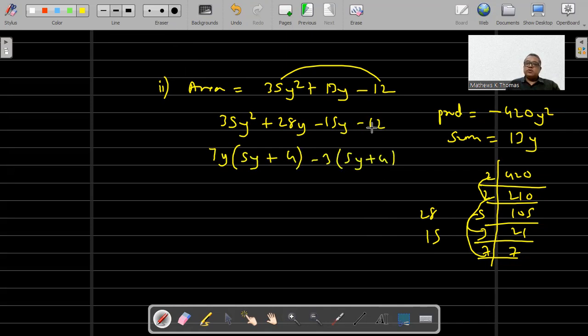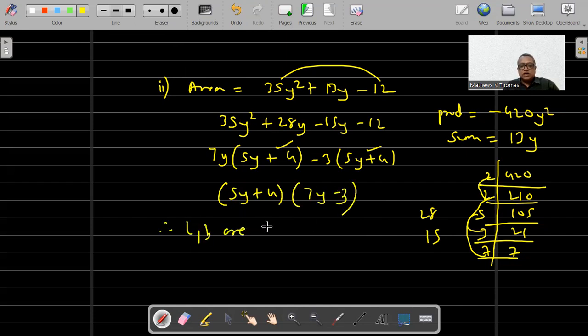When you open the bracket, you have to get back this, right? And these two brackets have to be same. Now, when I combine this, I get 5y plus 4, 7y minus 3. Therefore, possible length and breadth are 5y plus 4 and 7y minus 3. Okay, so this is how we do this. This is by factorizing, by splitting the middle term.